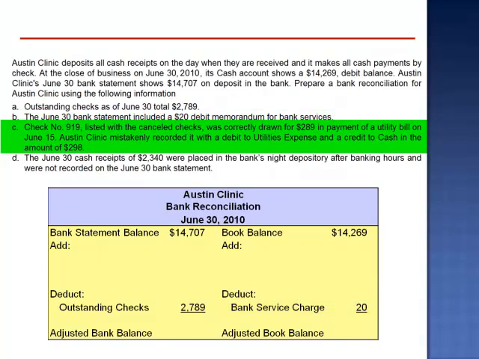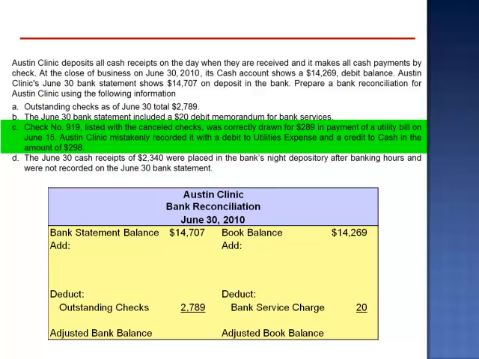Letter C. Check number 919, listed with the canceled checks, was correctly drawn for $289 in payment of a utility bill on June 15th. Austin Clinic mistakenly recorded it with a debit to utilities expense and a credit to cash in the amount of $298.